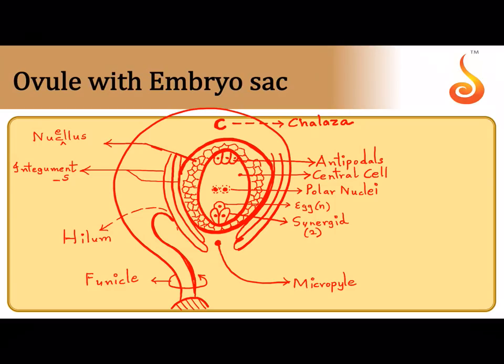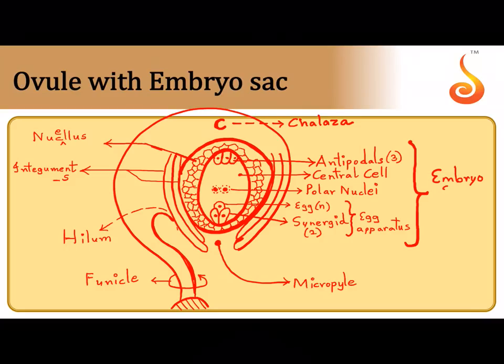I am labeling 1, so let me call it synergid. But remember there are 2 synergids and antipodals are 3. What do we call these 2 together, the egg and the synergids? The egg apparatus. This entire thing is now called the embryo sac. What is the alternate term for embryo sac? I told you. Female gametophyte. Why is it called a female gametophyte? Because it has what? Egg in it.